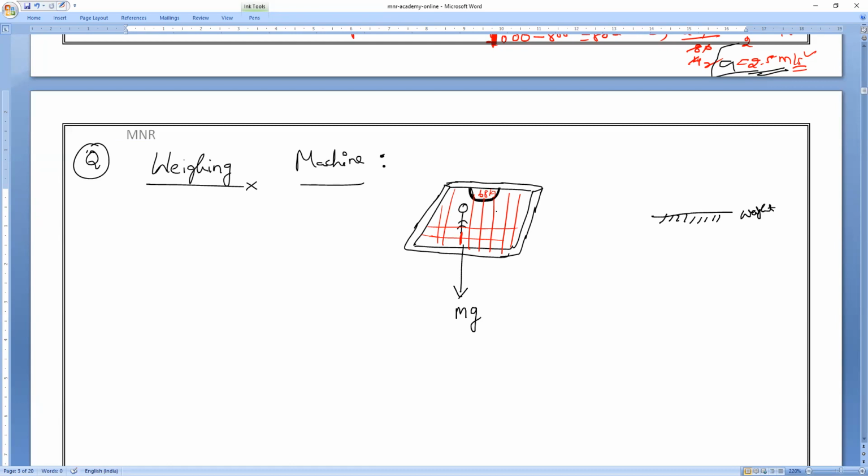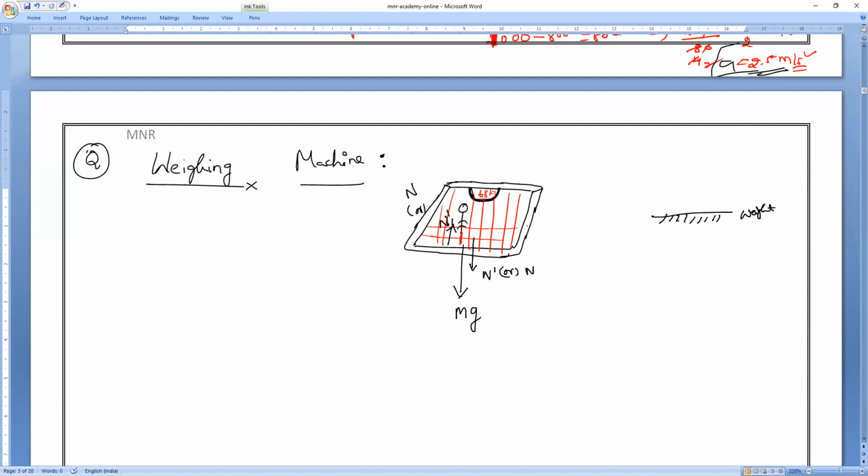That is mg. So now the surface is exerting a force on this man, let me consider it N1. Then the man is also exerting the same normal reaction force on the machine. That we will also consider N1, or if you want N, and here also N. Is it okay? Please respond.